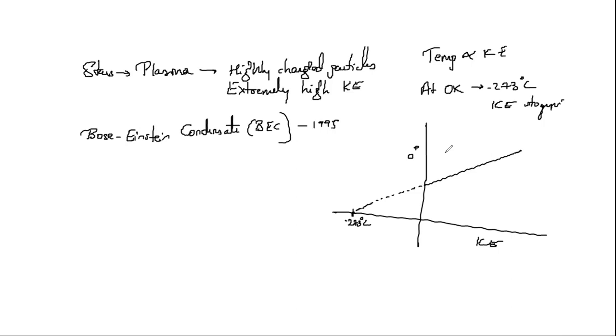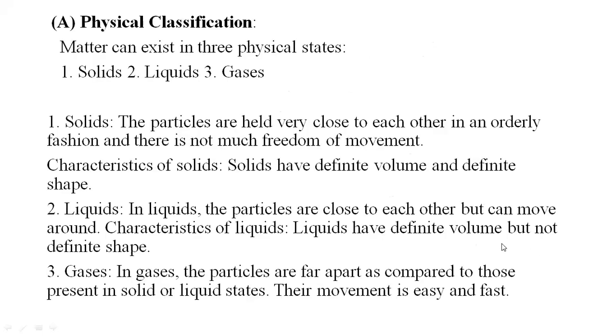Yes, so this is all about the states of matter. So solids, liquids, and gases, we have mentioned some of the properties here. In solids the particles are held very close to each other, therefore they are called rigid. Liquids and gases are collectively called fluids because both of them flow. Yes, the particles are close to each other but can move around. In the case of liquids, they have definite volume but no definite shape.